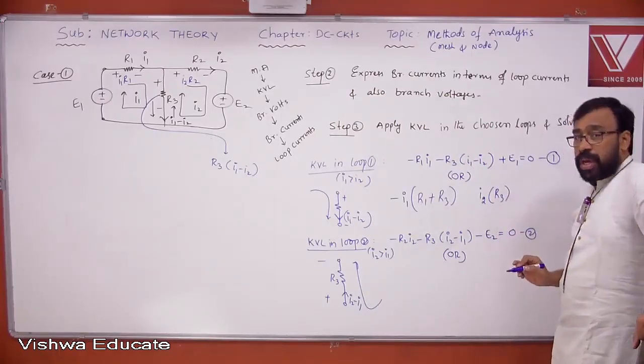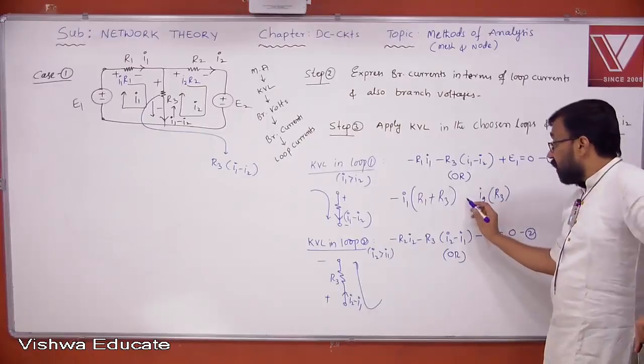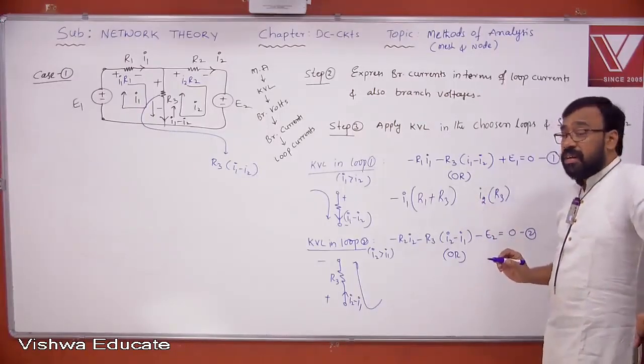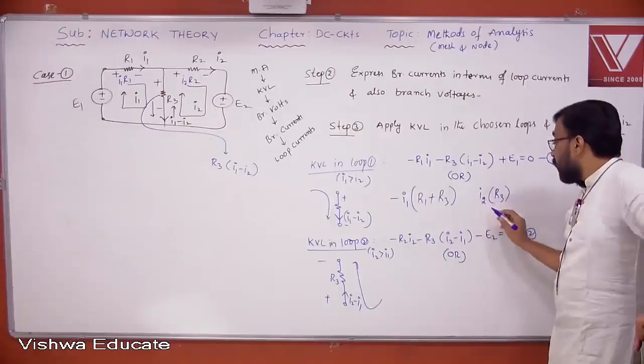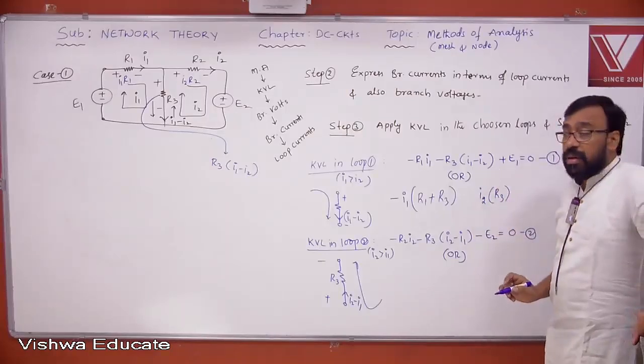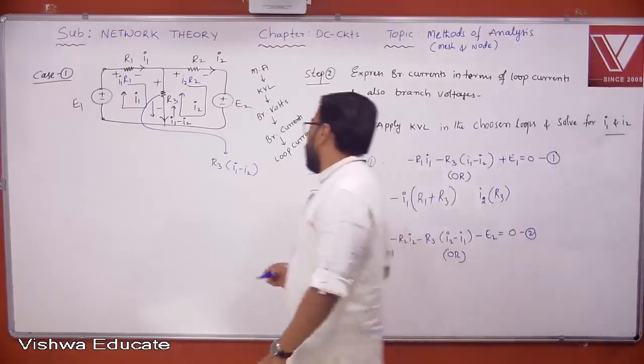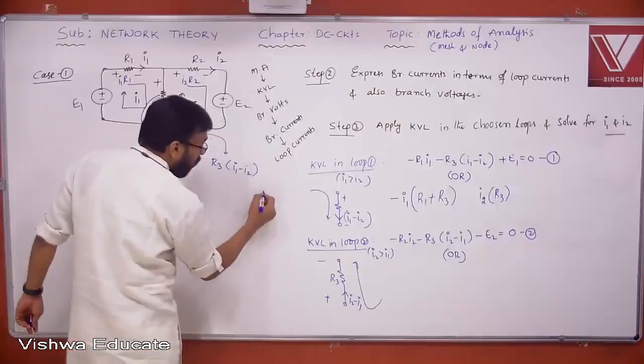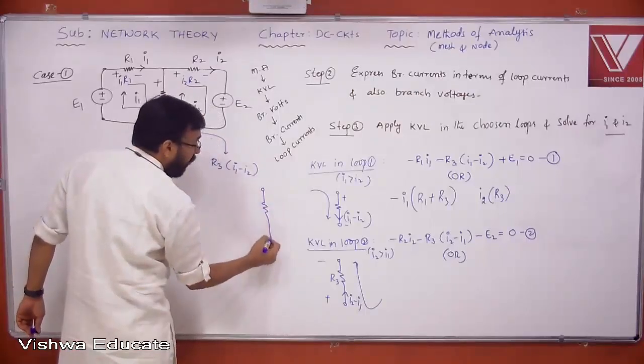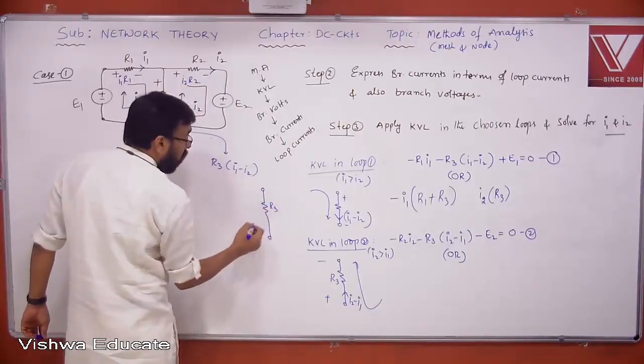R3. Okay. Now you must decide the sign of it. What is the sign of that? The sign we need to place before this I2 R3 component. For that, you check how the loop currents are flowing in the element R3, the common element.